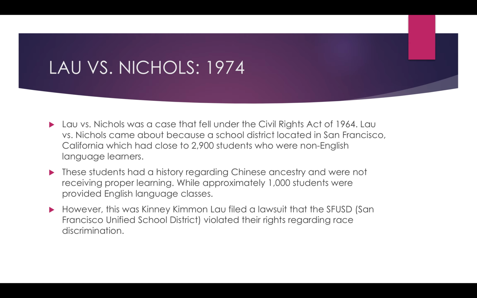Lau versus Nichols took place in 1974. It was a case that fell under the Civil Rights Act of 1964. It came about because a school district in San Francisco, California, had close to 2,900 students who were non-English language learners. These students were of Chinese ancestry, and they weren't receiving the proper learning environment they needed. Meanwhile, approximately 1,000 students were provided English language classes.